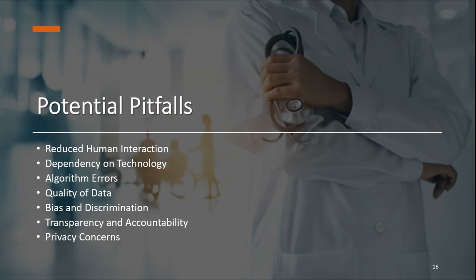The next point is dependency on technology, which includes over-dependence on AI tools, which might lead to complacency in learning and teaching. Also there is the importance of balancing AI use with traditional teaching methods. Then algorithmic errors: an AI system can sometimes provide incorrect or misleading information that may cause confusion for end users. And the other one is the consequence of relying on inaccurate data for educational decisions. So algorithmic errors also create a significant impact as a potential pitfall.